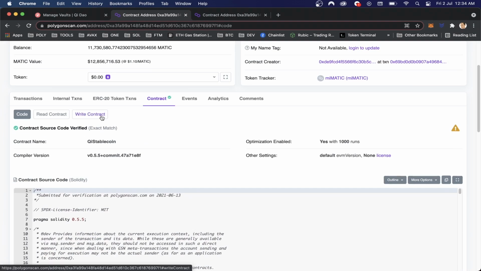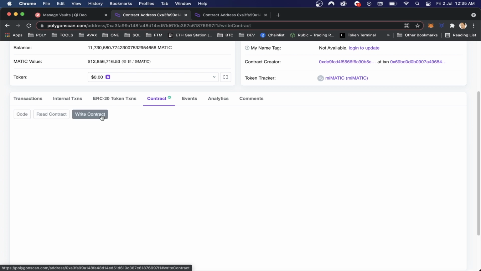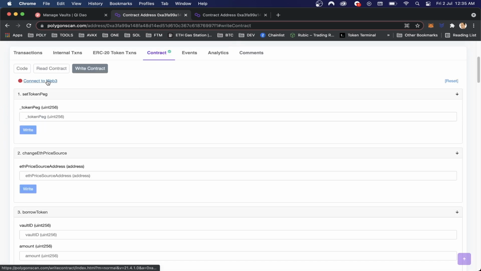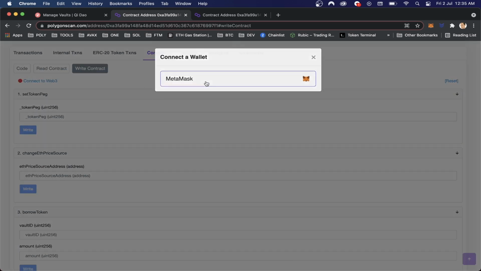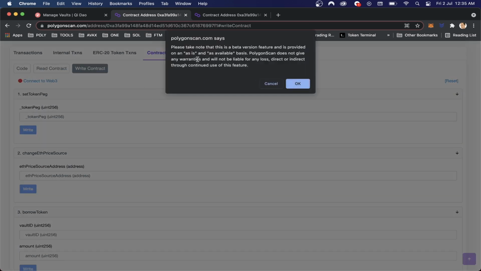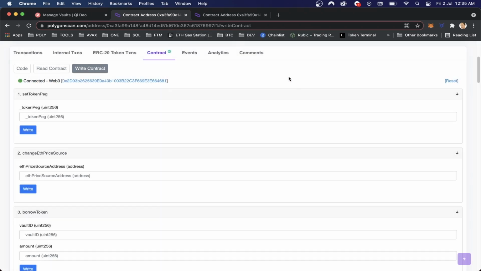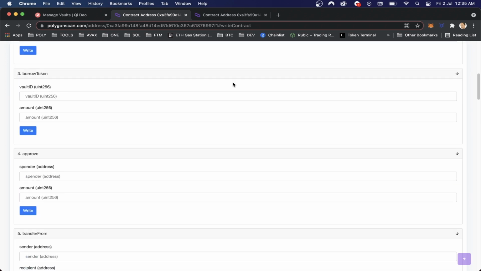and we want to go to the contract tab, and next we want to go to write contract. And the first thing we want to do is connect to our Web3 wallet. So we click this, click MetaMask. Please notice the beta version feature is provided as is and as available. Yep, we'll accept this. And then we want to scroll down to the feature where we can pay back our loan.